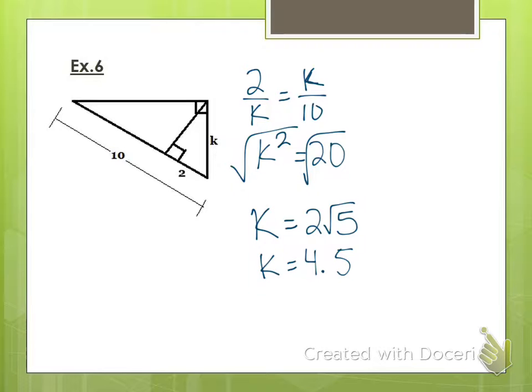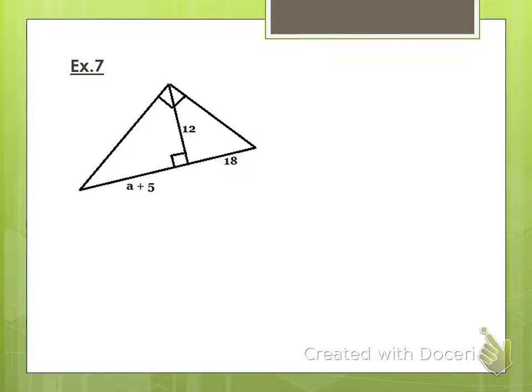Do we agree? Is that okay? Not okay? That's okay. Okay. All right. Moving on. On example 7, are we using heartbeat or boomerang? Heartbeat this time. We have the altitude. So if the altitude is involved, you should be using the heartbeat trick.